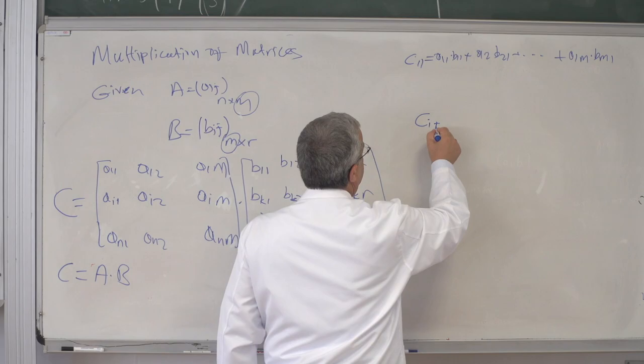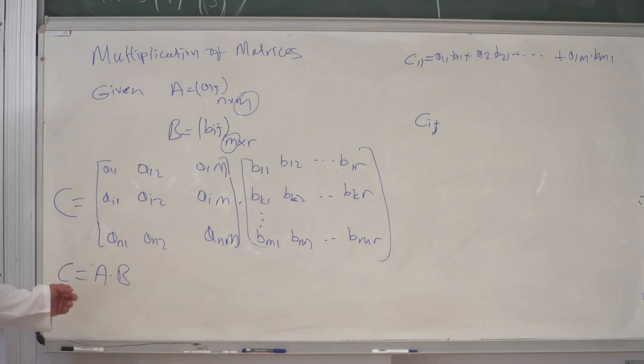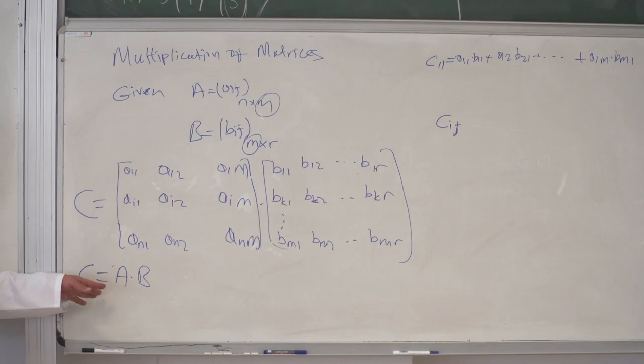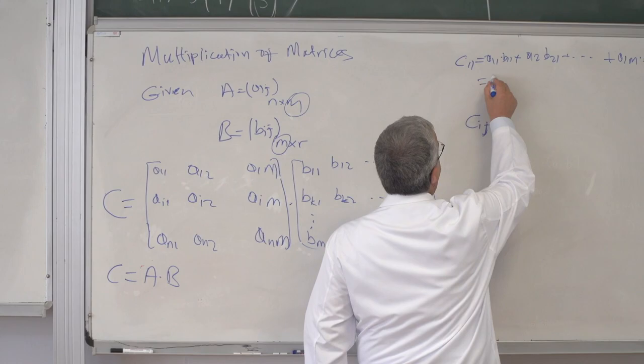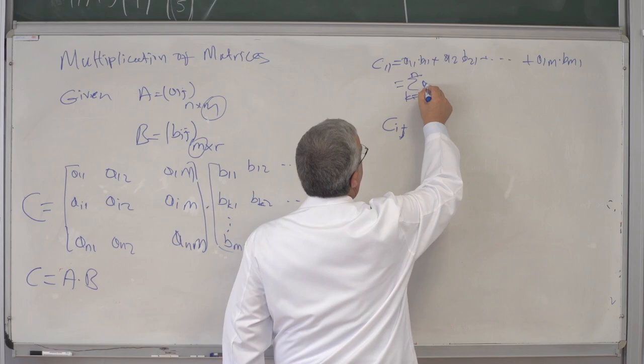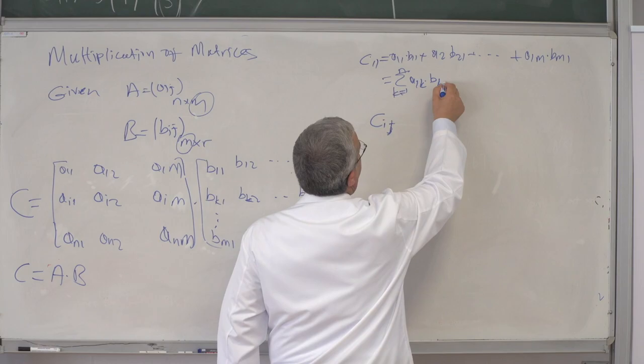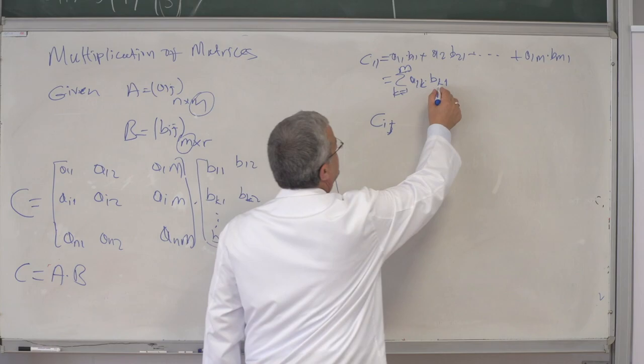If you are looking for some general element of the C matrix, C is A times B. So what is the relation? How do we find it? Because we are going to use this notation in the coming lecture. We are going to do some operations, some proofs using this kind of stuff. So can someone tell me what this is? I can write this as a summation: k equals 1 to n, a1k, bk1. This is the summation.